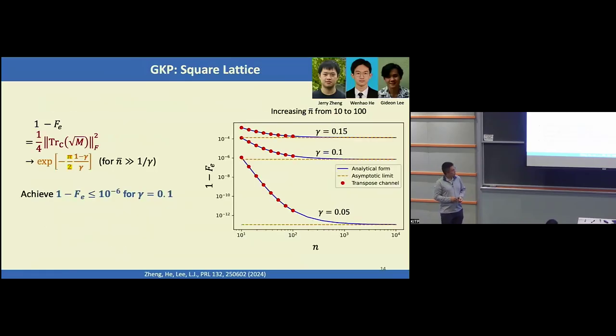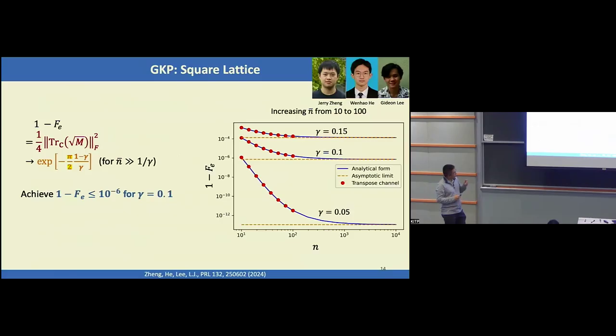So now for the pure loss channel, if we assume the average encoding photon number is very large, approaching infinity, we can actually get, for square lattice GKP, a simple function of the loss of the bosonic channel. This function is very interesting because it has the exponential of minus a constant times (1 minus gamma) over gamma, where gamma is the loss rate.